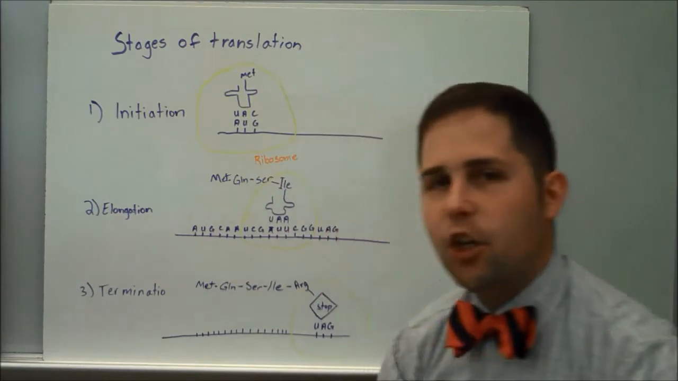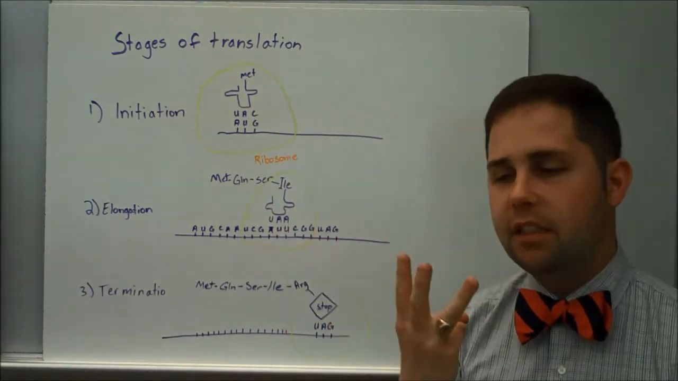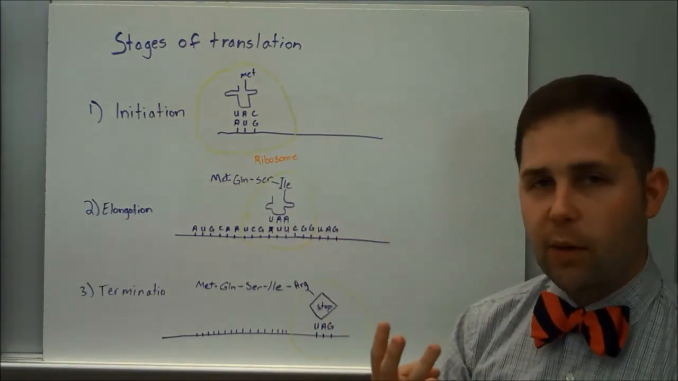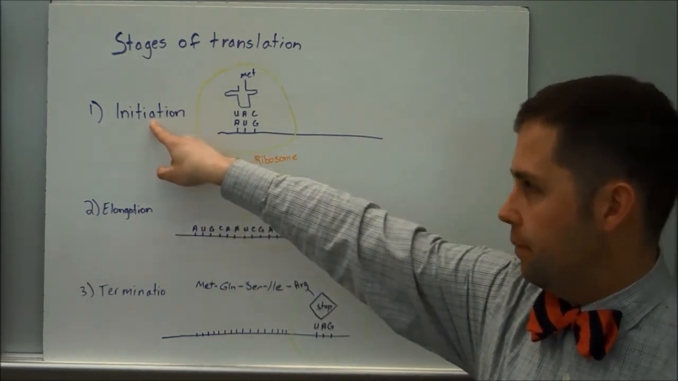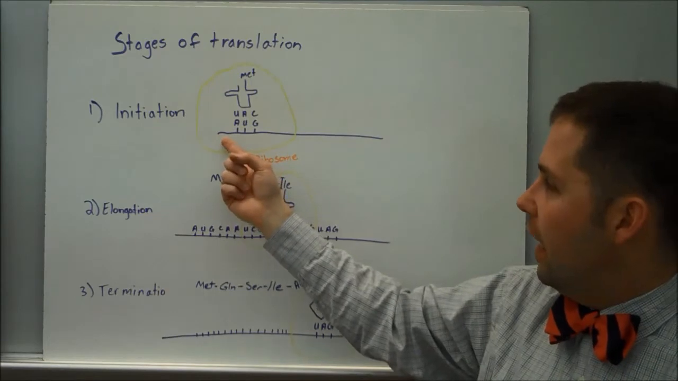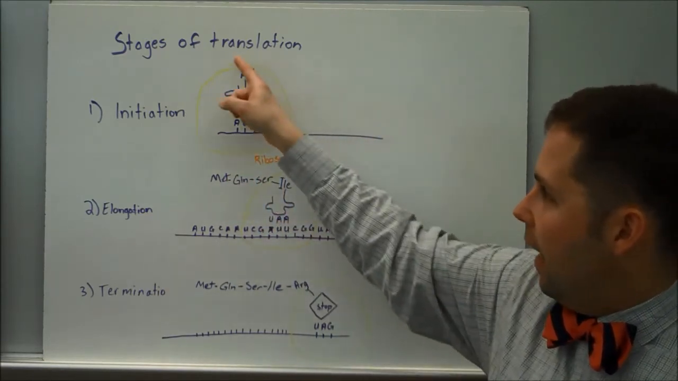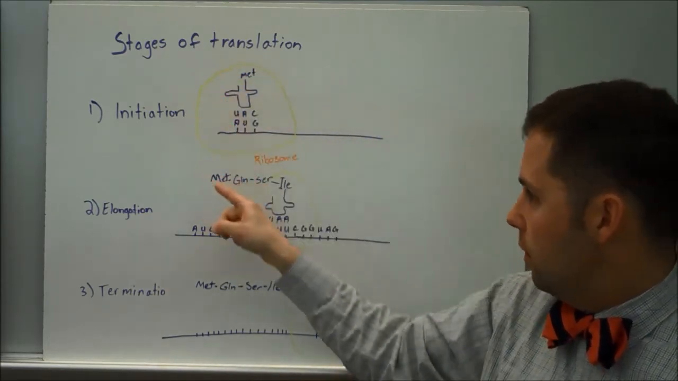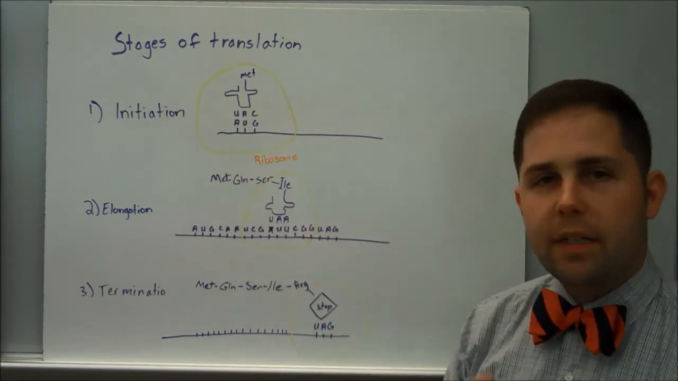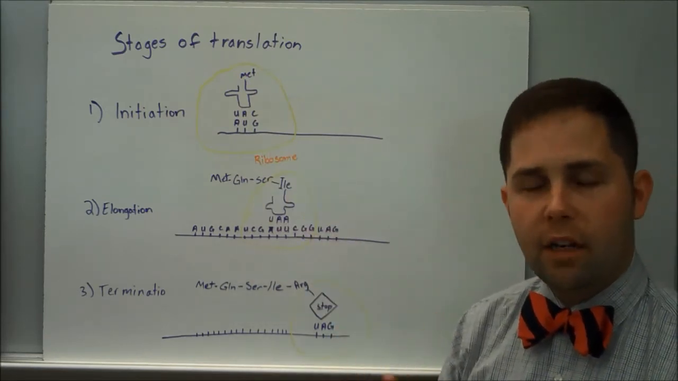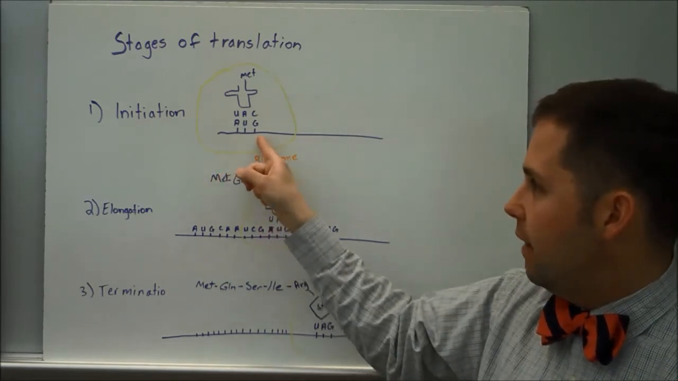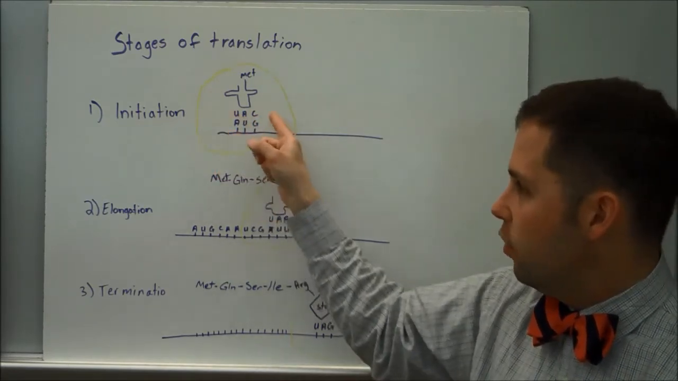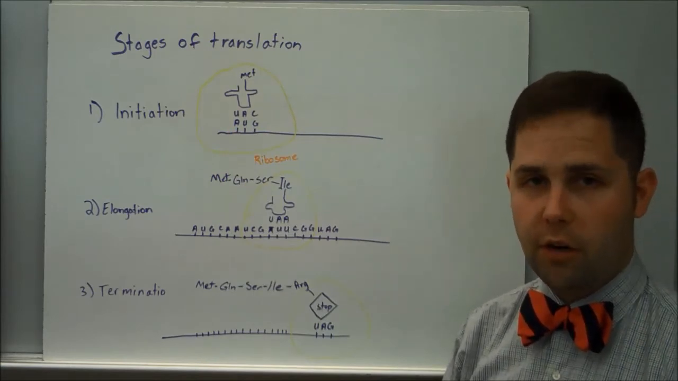Now, to look at this in a little more detail, there are 3 stages of translation that we want to talk about. The first stage is initiation. And so if we look at our mRNA sequence and our ribosome here in yellow, the first thing that needs to happen is that our protein translation needs to be initiated. And it's initiated by this codon that I've already told you about, AUG, which is the start codon.